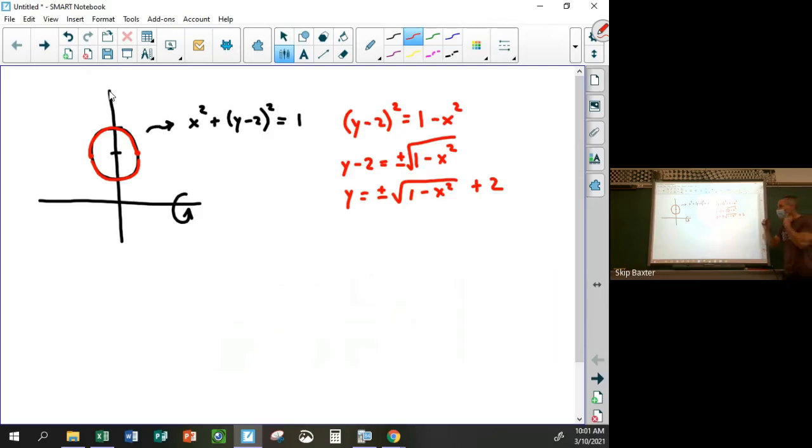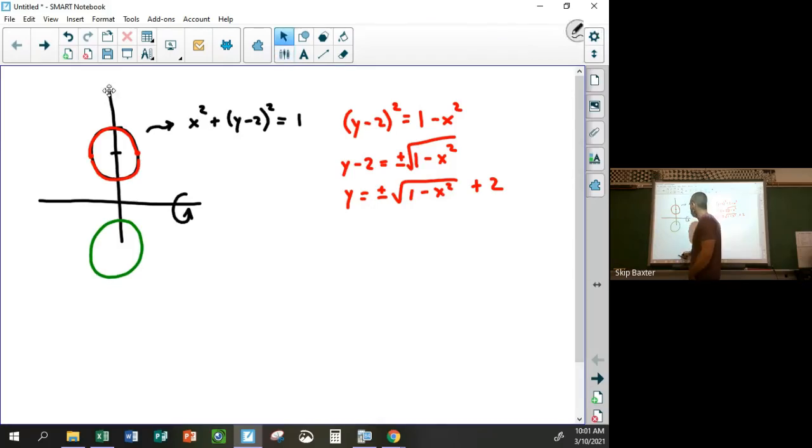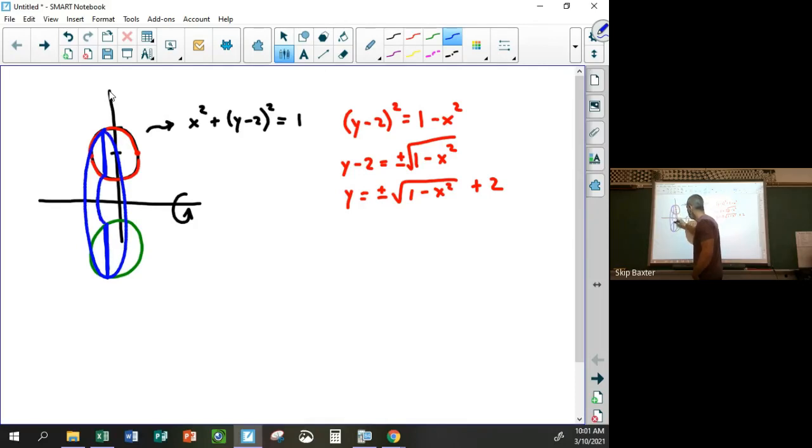Everybody okay with that? Now if you look at a typical cross-section of this, there's a piece of it here and a piece of it down here. So it would be a washer shape, and that's a typical cross-section. So this volume would be the integral from -1 to 1 of the area of a typical cross-section.